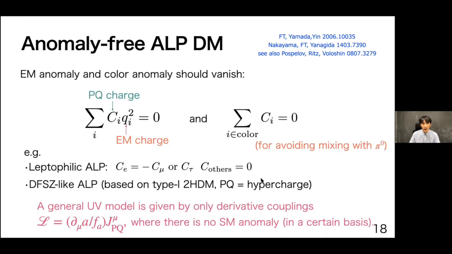So these are the concrete conditions for the anomaly-free ALP dark matter. The electromagnetic anomaly as well as the color anomaly should vanish. The latter is because we want to avoid mixing with pions. There are various realizations, for instance, leptophilic ALP dark matter, in which the axion is coupled to only electron and muon or electron and tau, or there's also a DFSZ-like realization based on a two Higgs doublet model. Anyway, a general UV model is such that there is a basis where the axion couplings are expressed in terms of derivative couplings like this, and there's no anomaly. In other words, this anomaly-free ALP dark matter is such that the shift symmetry of the axion is completely preserved in the interaction with standard model particles.